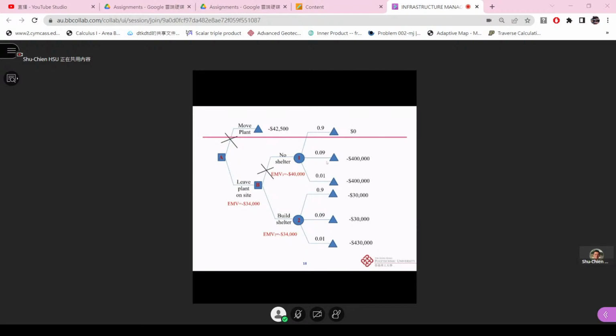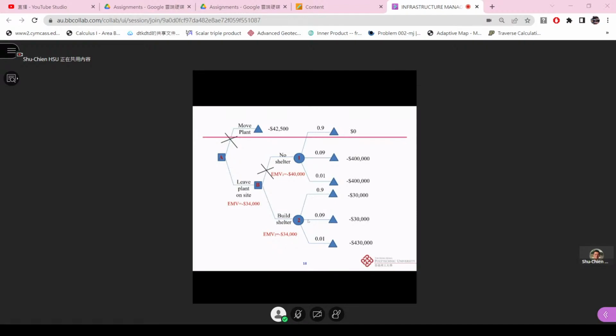We want to compare these two nodes, node number 1 and node number 2. We have 0 times 90%, which gives 0, and then negative 400,000 times 10%, so the EMV1 is equal to negative 40,000. For the builder shorter, we have negative 30,000 times 99% plus negative 430,000 times 1%, so we get the EMV2 equal to negative 34,000.